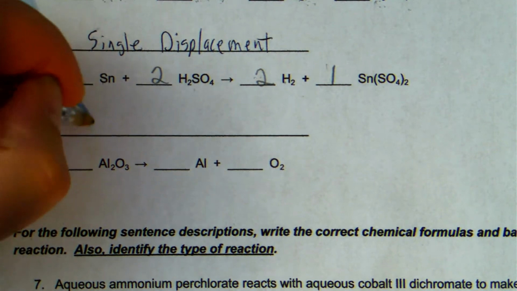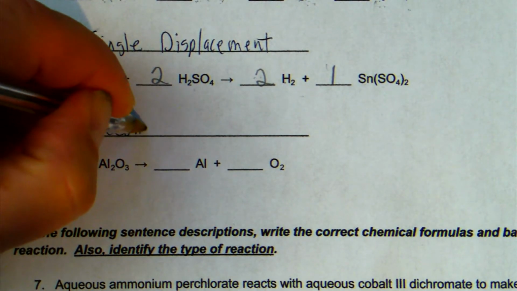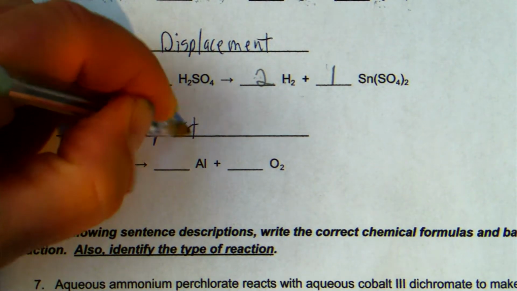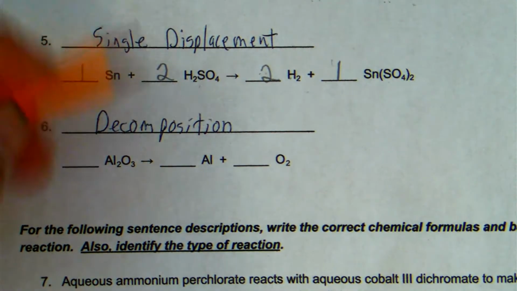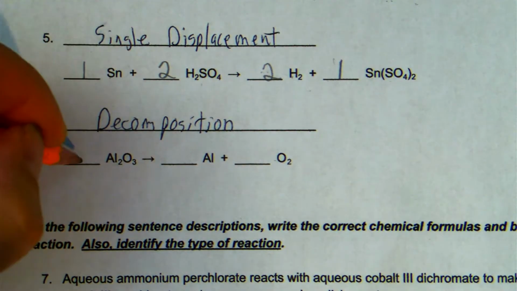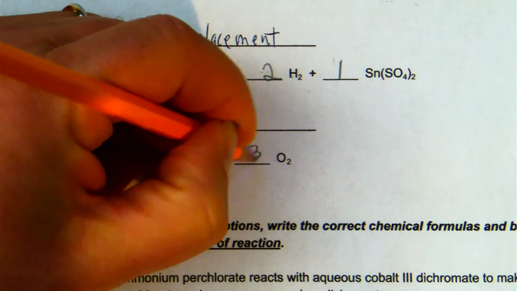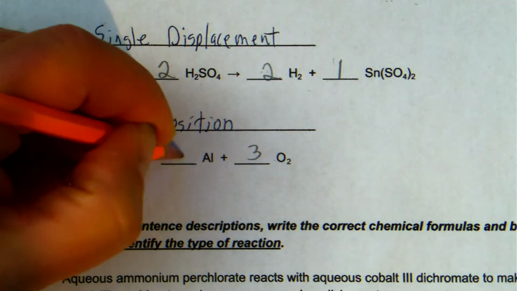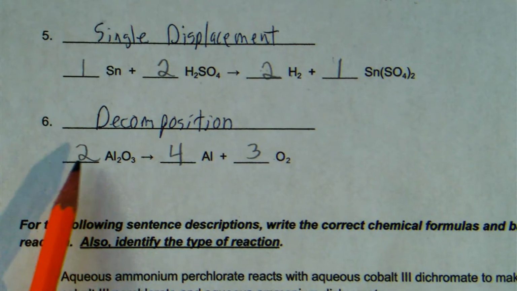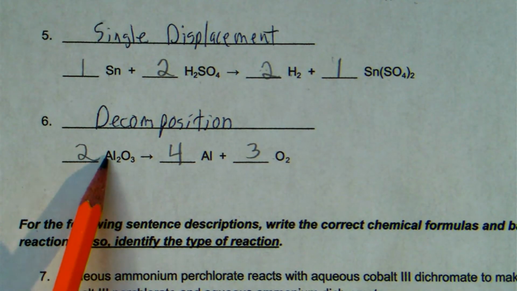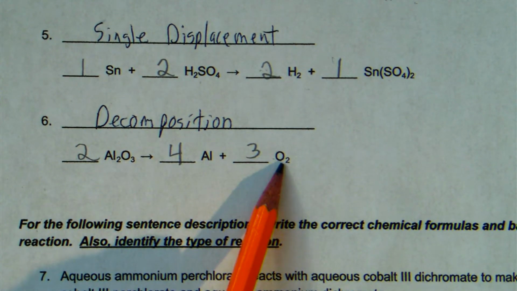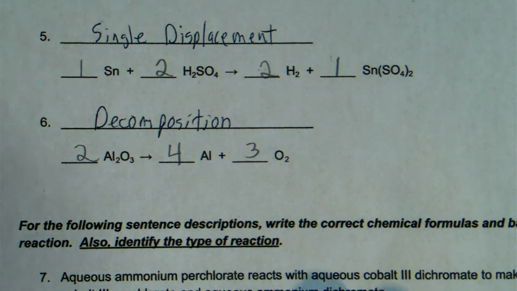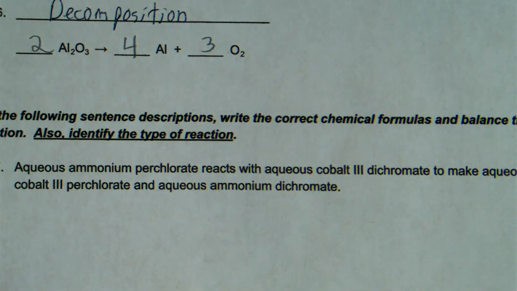This would be decomposition. It's something breaking apart. Again, with the 3s and the 2s, I'm thinking I'll try a 2 here, a 3 there, a 4 here, and see what that does. 4 aluminums on the left, 4 aluminums on the right, 6 oxygens on the left, 6 oxygens on the right. It's balanced. Number 7.